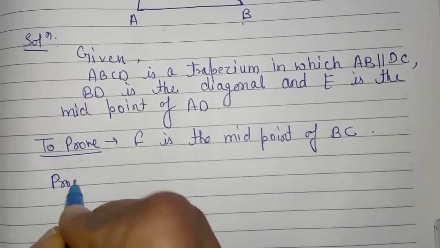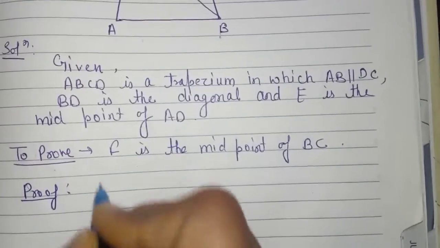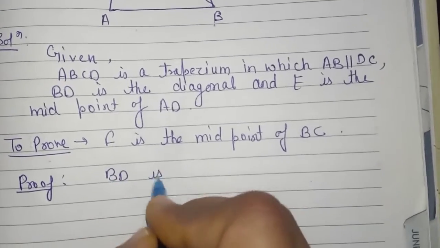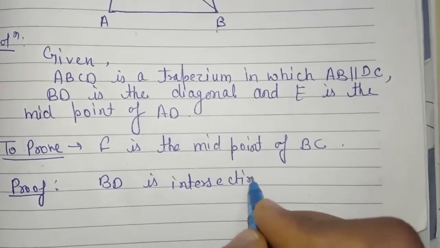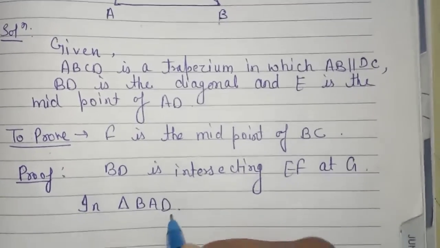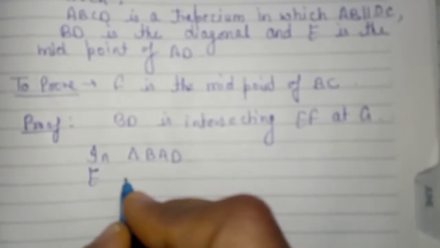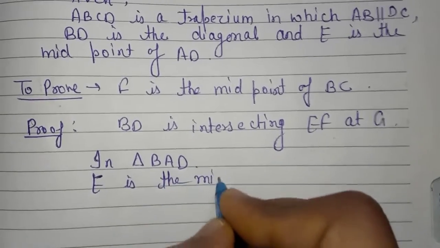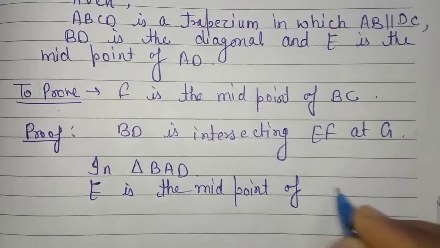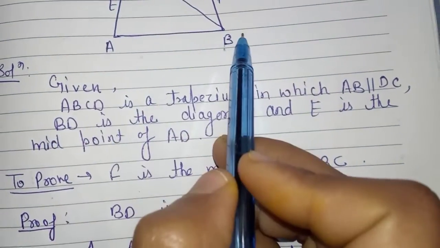So in proof we have, BD is intersecting EF at point G. In triangle BAD, we have E the midpoint of AD, and EG is parallel to AB. As given, this is parallel to this.